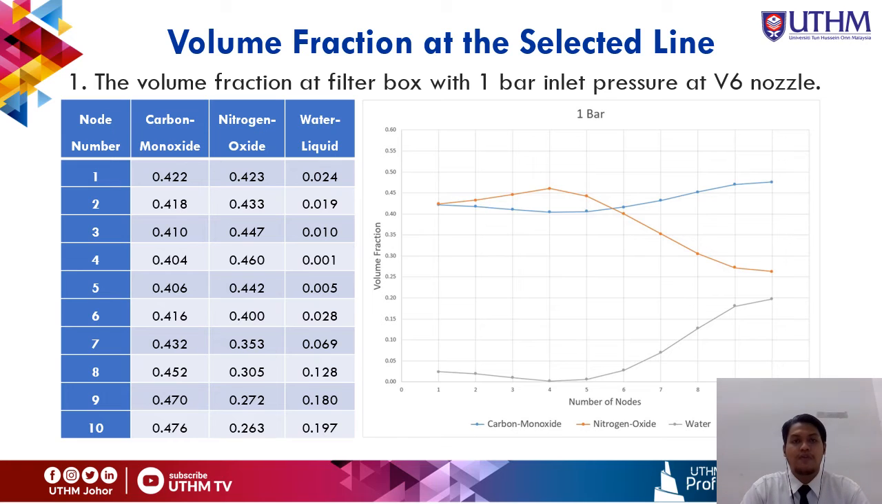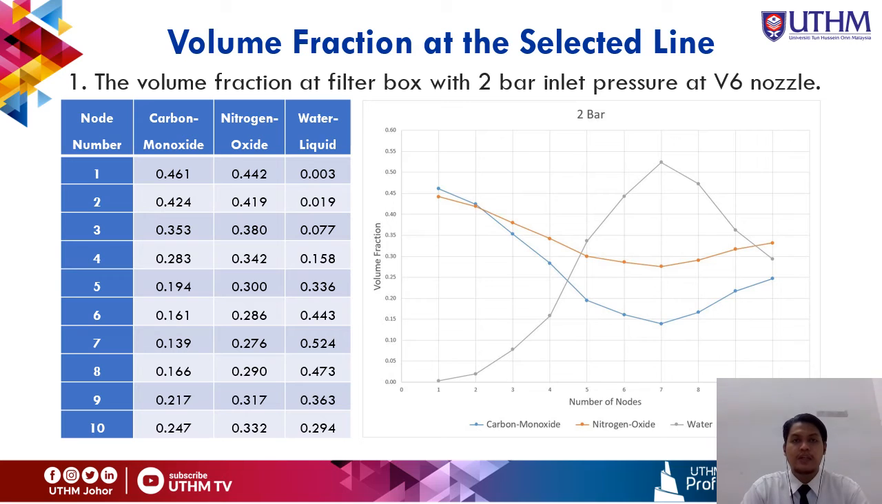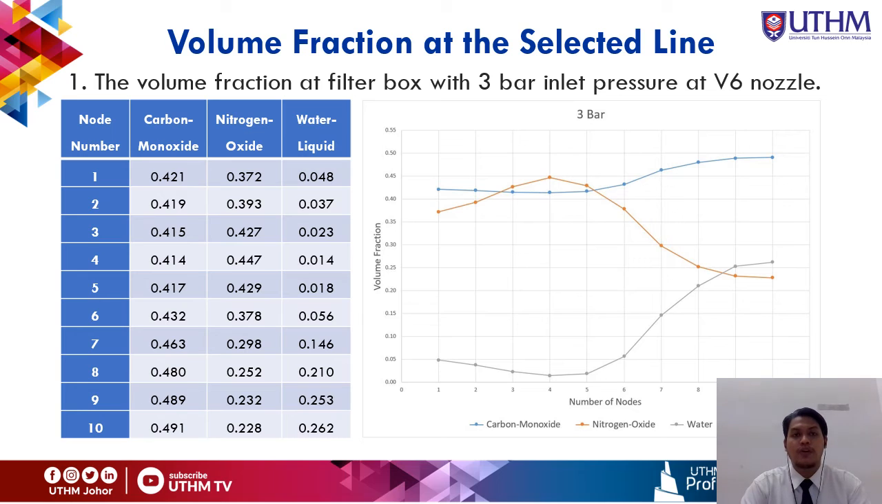This is the result for volume fraction at the filter box with 1 bar pressure. The volume fraction of working fluid in this graph shows the lowest volume fraction of water liquid compared to the other two graphs. This is for 2 bar pressure. The graph presents the highest volume fraction of water liquid and the lowest volume fraction for carbon monoxide and nitrogen oxide. This is for 3 bar pressure. The graph looks similar to 1 bar pressure because both figures show the same nitrous oxide pattern, which is increasing at node number 5 until node number 10.